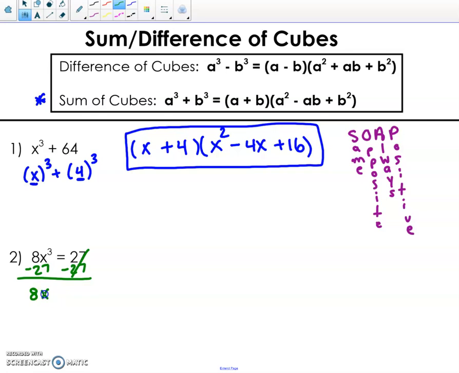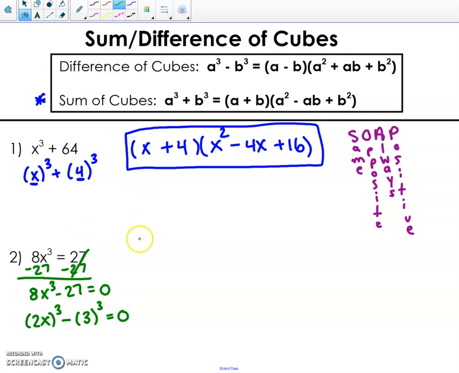So we get 8x cubed minus 27 equals 0. Take the cube root of each. So the cube root of 8x cubed is going to be 2x, right? 2x times 2x times 2x is 8x cubed. Then we have minus. The cube root of 27 is 3, because 3 times 3 times 3 is 27.